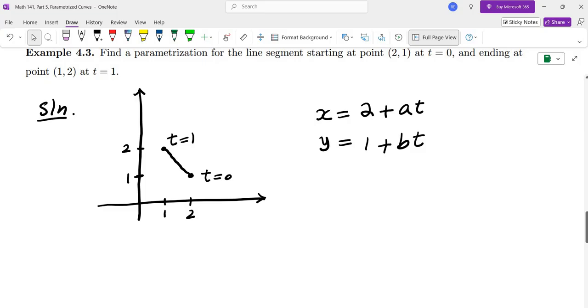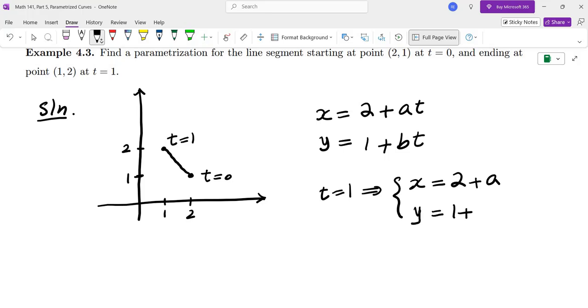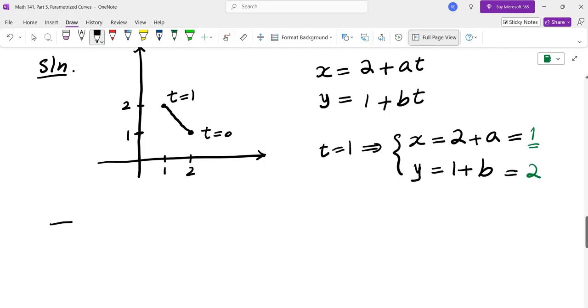Now, let's look at what happens at t equals 1. We want at t equals 1 to get (1, 2). So x would be 2 plus a, and y would be 1 plus b. We would like x to be 1 and y to be 2; this comes from the point (1, 2). So this is the equality that we want, and then we solve for a and b. So a becomes negative 1 and b becomes 1.